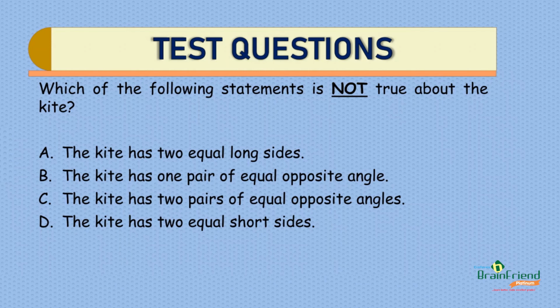The correct answer is option C. The kite has 2 pairs of equal opposite angles.